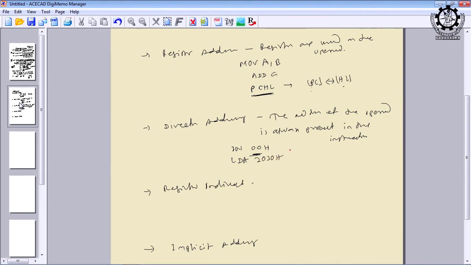What is the meaning of this? 2030 here is clearly a memory location address whose content, an 8-bit data, will be loaded into the register accumulator. Is it clear? So, again I am telling: 2030 is a memory location address whose content is 8-bit data which will be made available in the accumulator whenever you execute this instruction.